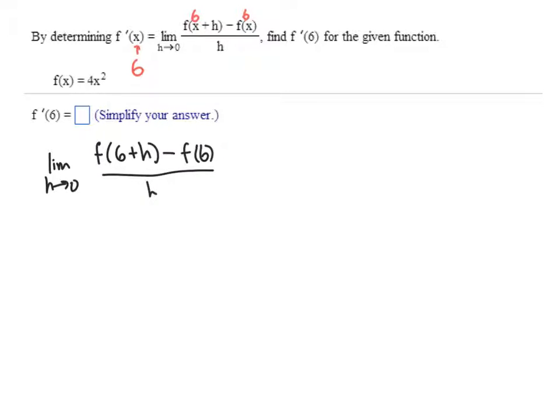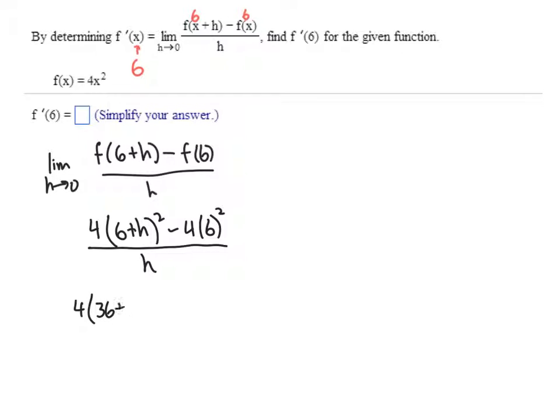So we've got f of 6 plus h. Our function is 4x squared. So f of 6 plus h is going to be 4 times the quantity 6 plus h squared. And then f of 6, that's going to be 4 times 6 squared, all divided by h. When we multiply out 6 plus h squared, remember that we need to FOIL that. We get 36 plus 12h plus h squared. And 4 times 6 squared works out to be 144. Still all divided by h.